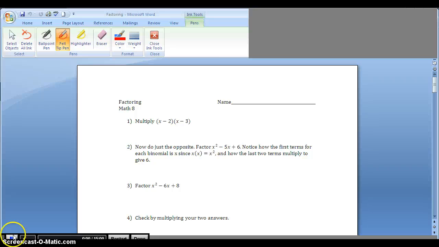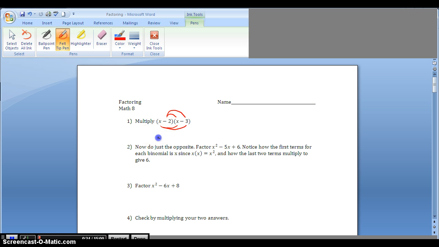So we're going to start out this factoring lesson by doing some multiplication of two binomials, something that we've done before. So I have x minus 2 times x minus 3, and I multiply each term in this binomial by each term in this binomial. So I'm going to have x times x, x times minus 3, minus 2 times x, and minus 2 times minus 3.